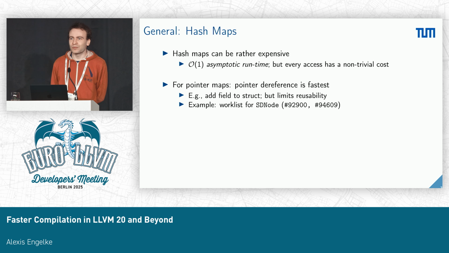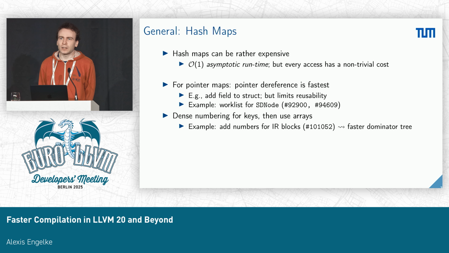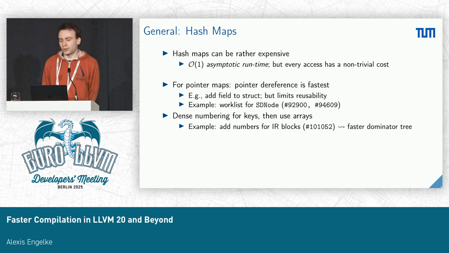For example, whenever you want to map your LLVM basic block to something else, it's not always feasible to add something else to the basic block and have all users pay for this possibly stored something else. For this case, a better option than a hash map might be to use a dense numbering and an array. And this led to the addition of block numbers, which allowed us to substantially improve the dominator tree, which was previously dominated by hash table lookups.